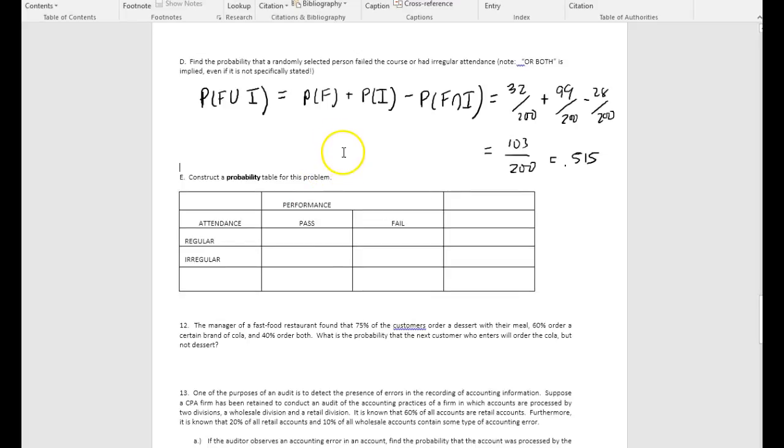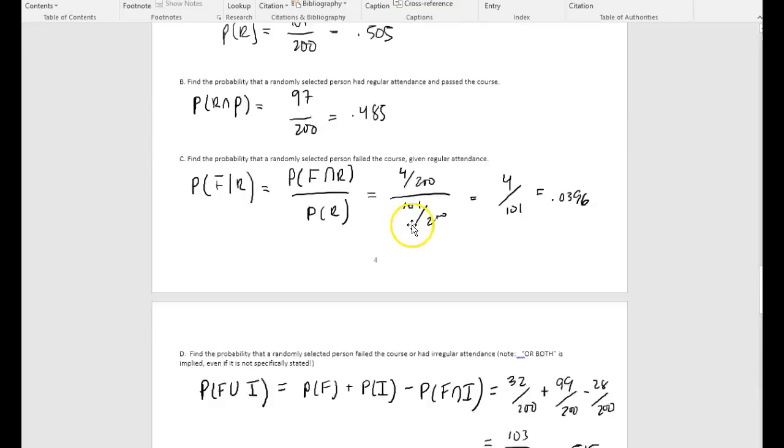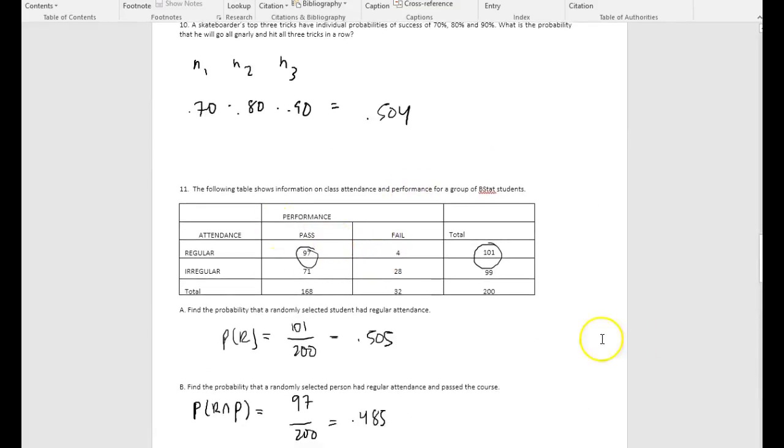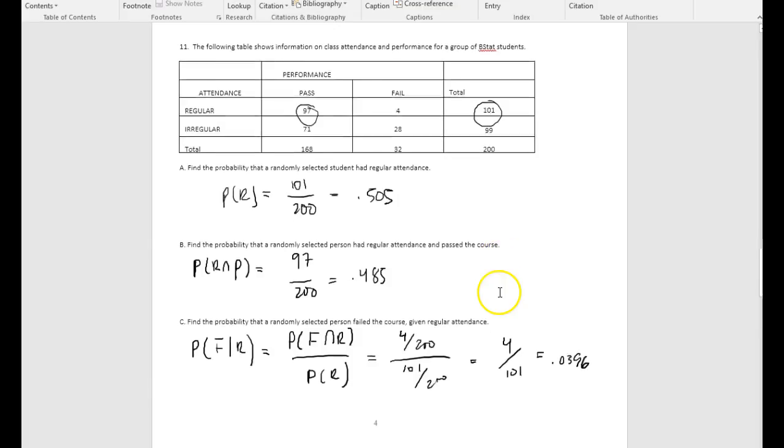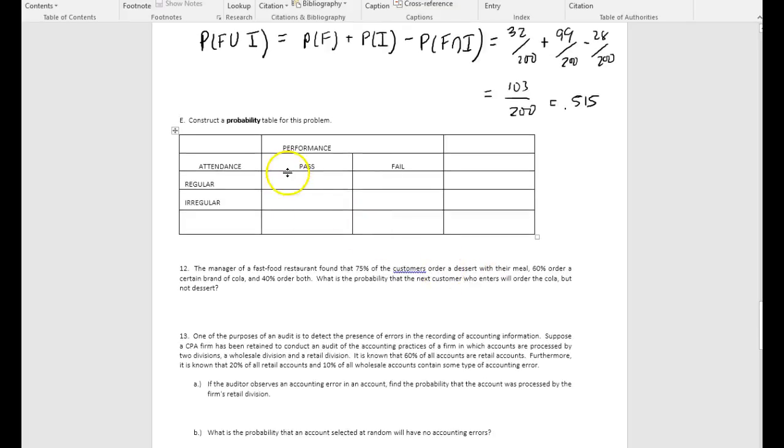And then it says construct a probability table for this problem. I'm going to let you guys do the math here, but it is essentially taking all of the numbers in the contingency table and then just dividing by the total to get the probability. I'll do the first one here: 97 divided by 200 is equal to 0.485, and so on and so forth. I'm just going to write in the correct answers and you guys can calculate them.